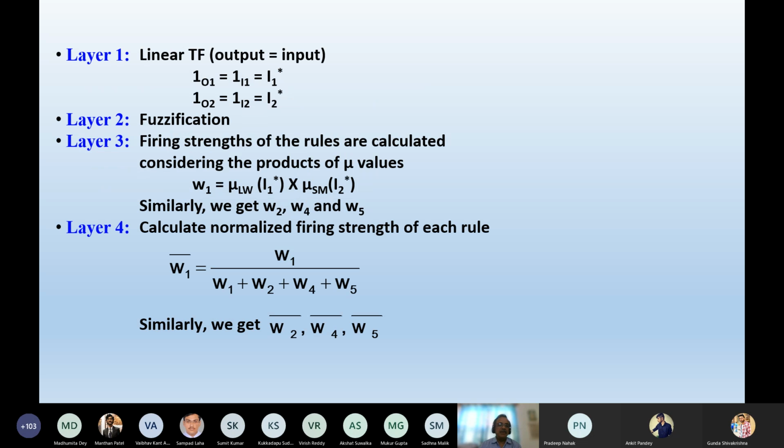Okay. Now, whatever I discussed, the same thing I have written here. Layer 1 output is nothing but the input because we are using a linear transfer function. Layer 2 is the fuzzification layer. In layer 3, we try to find out the firing strength of the rules. So we simply multiply the mu values, mu corresponding to I1 and mu corresponding to I2. And we get the other firing strengths like W2, W4, W5, etc. Then we calculate the normalized firing strength, that is nothing but W1 bar equals W1 divided by W1 plus W2 plus W4 plus W5. Okay. Similarly, we get W2 bar, W4 bar, and W5 bar.